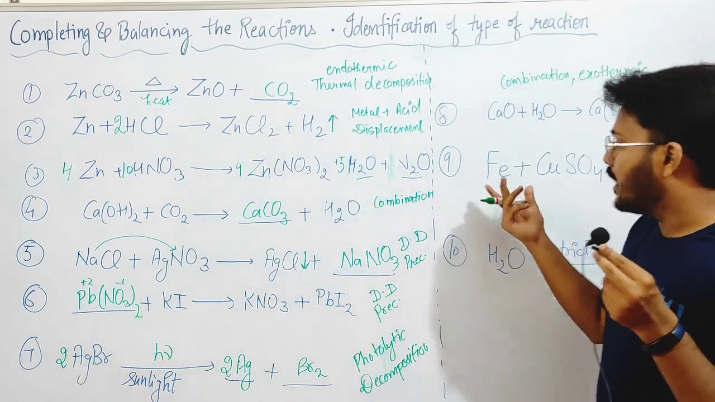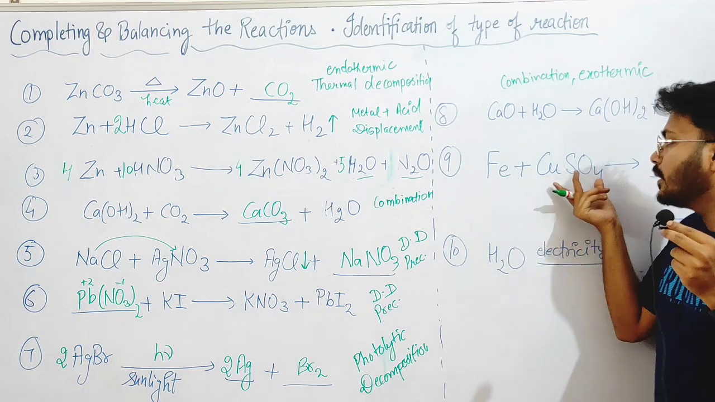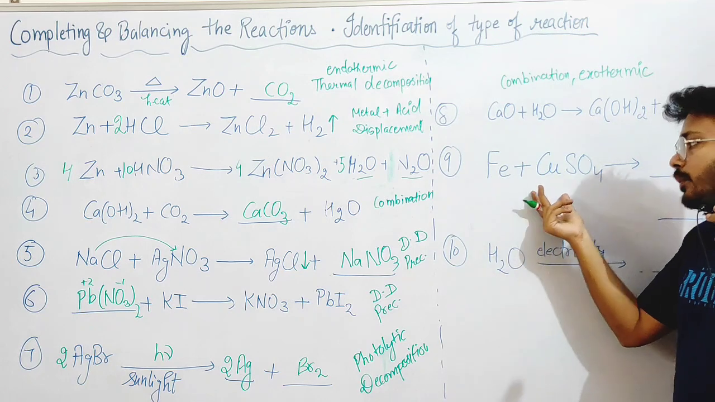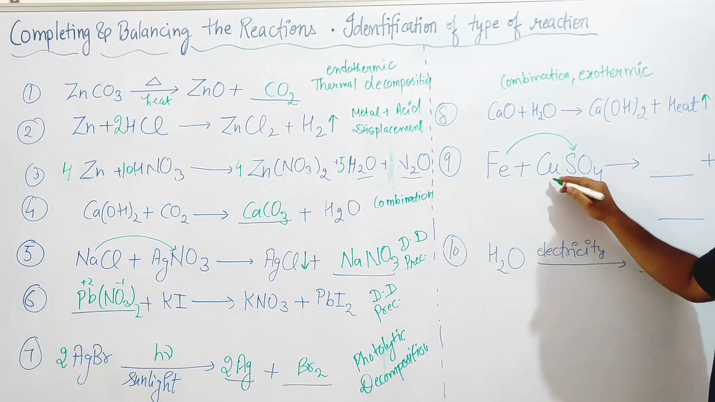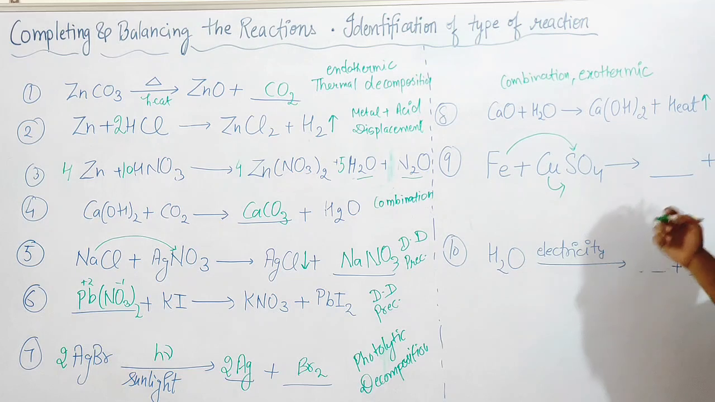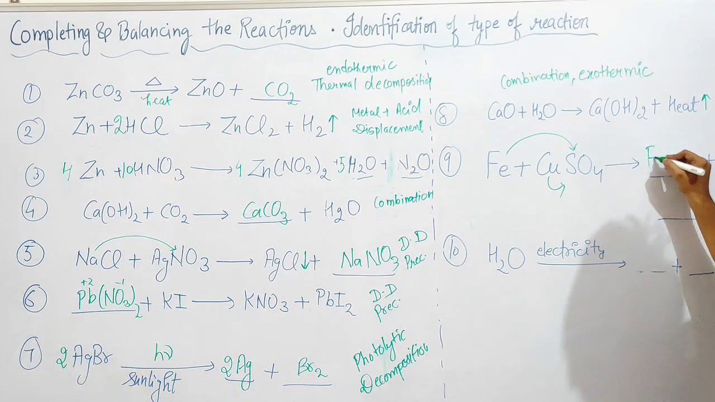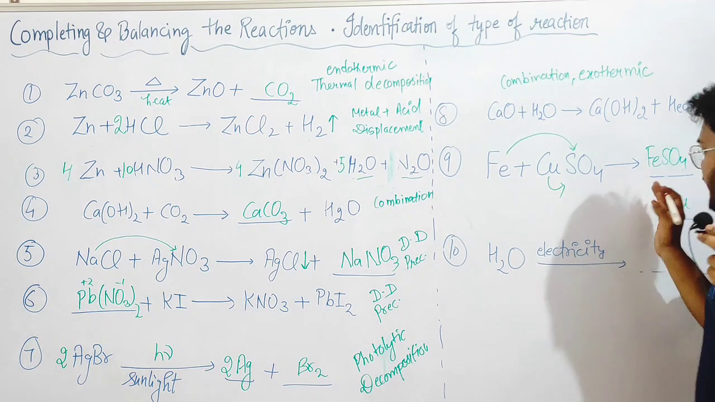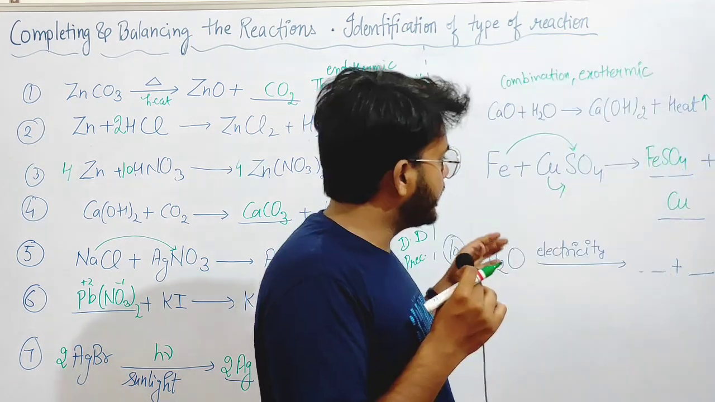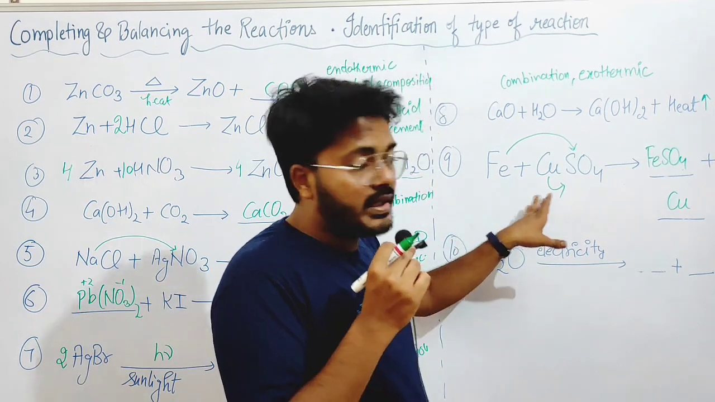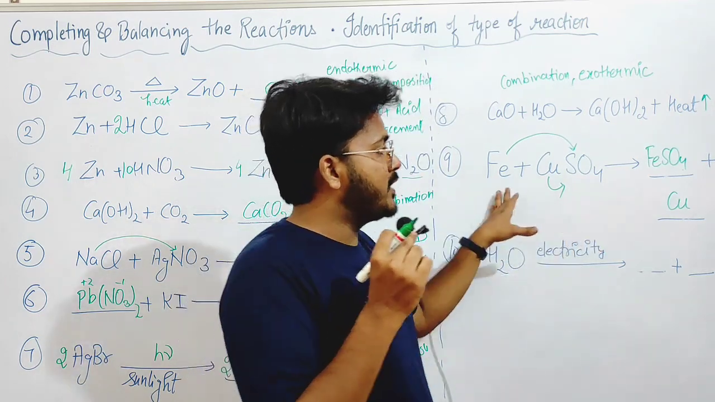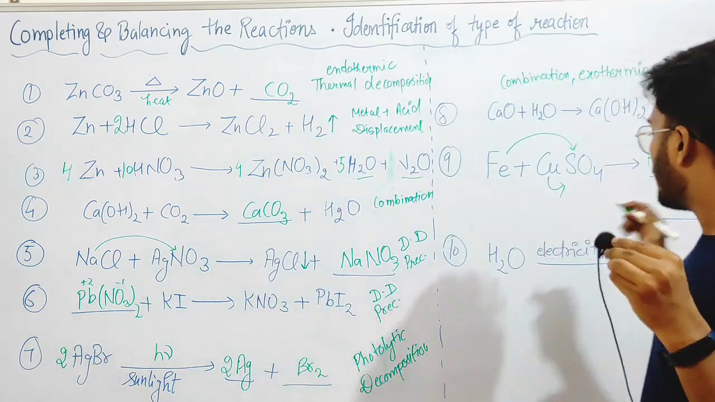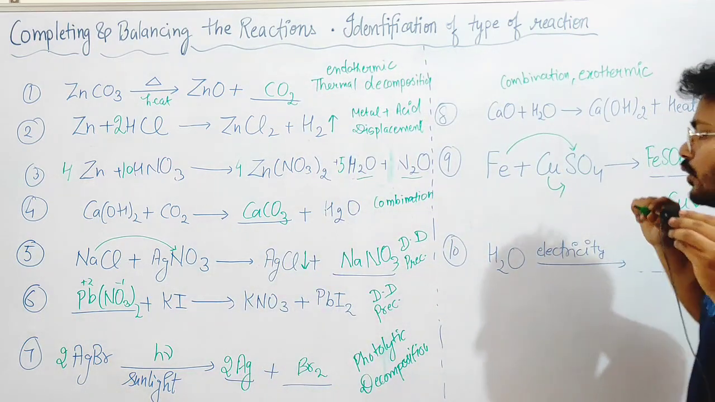Okay, for this a free metal should be more reactive than the metal which is present in the salt form. Here iron is more reactive than copper. It will simply combine with sulfate and copper will be precipitated out. So the products are iron sulfate plus copper. This is a balanced reaction. We can tell that this is an example of combination reaction, displacement reaction, and precipitation as well, because copper will precipitate at the end of the reaction.